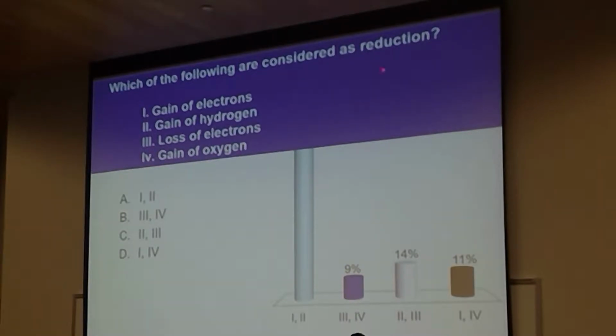So, we are looking for the reduction. Reduction is a gain of electrons, right? So this is number 1, gain of electrons, and reduction is gain of hydrogen also. Gain of hydrogen or loss of oxygen. But we don't have the loss of oxygen. Loss of electrons is the oxidation. These two belong to oxidation. So, A is the correct answer.